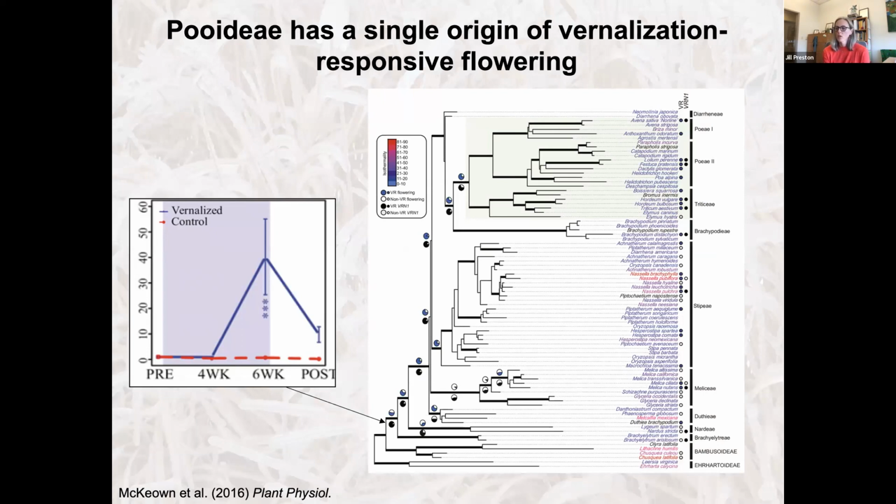And what we found was there seems to be very good evidence of early recruitment of VRN1 at the base for vernalization responsive flowering. In other words, we can see a very characteristic increase of VRN1 expression under vernalization conditions across vernalization responsive taxa in the subfamily. So it seems that vernalization responsive flowering was probably a really key trait for the expansion of these grasses into temperate regions.